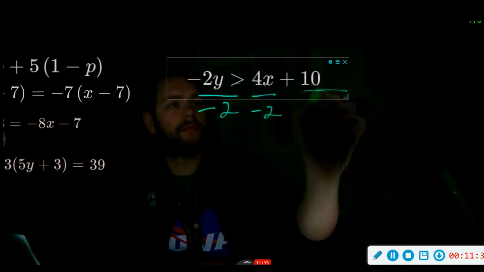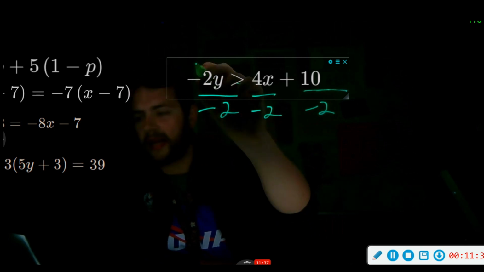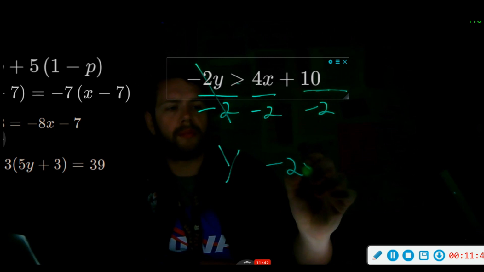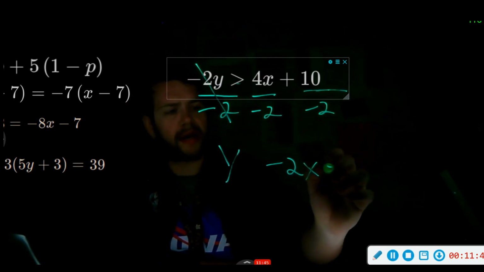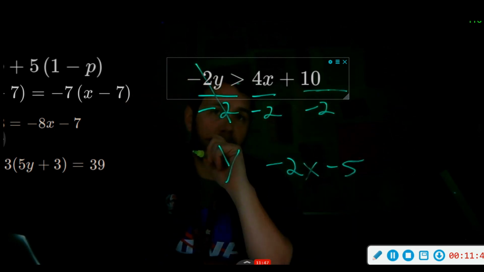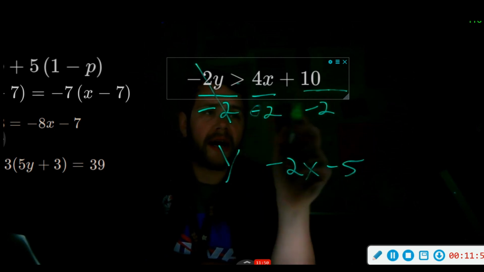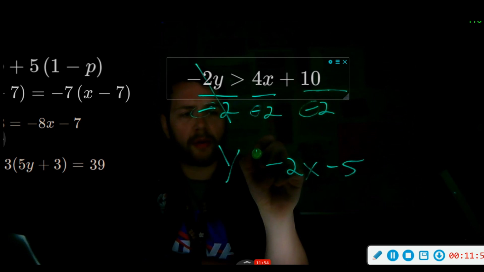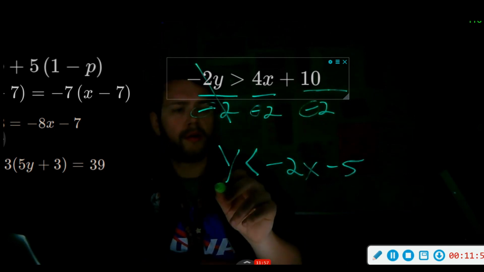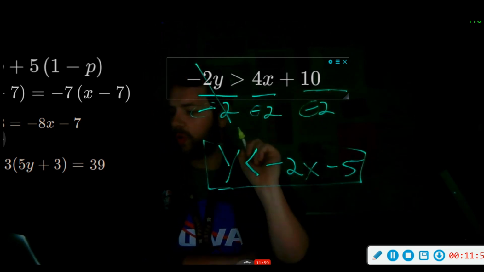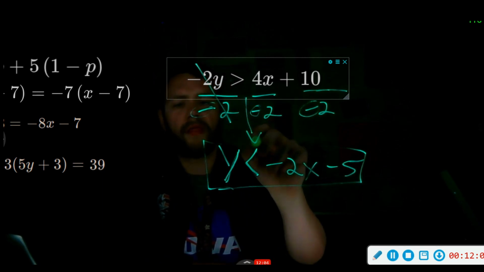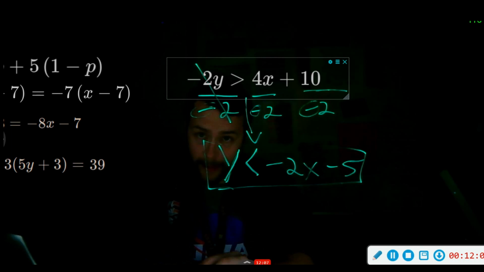Okay, so here that just cancels. So I'm left with y. 4 divided by negative 2 is negative 2, and we'll keep the x. 10 divided by negative 2 is negative 5. But here's the thing I want you to remember. When we divide the entire equation by a negative, we take the inequality and we flip it around. It's the weird rule. When we divide by a negative, we flip that inequality. It's the only time the inequality flips.